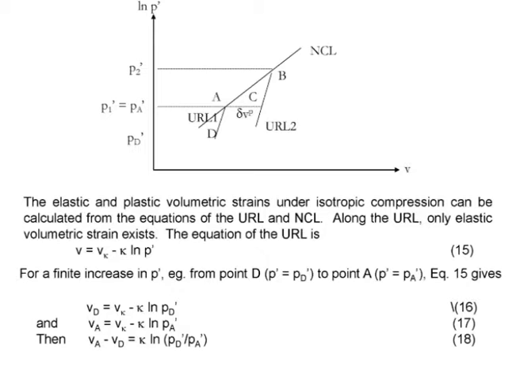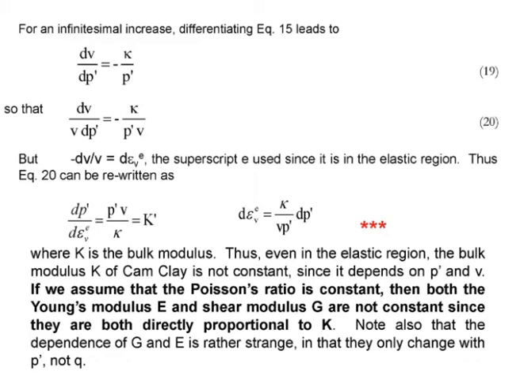Now, if you have a very, very small increase, then you differentiate this equation. You can take dV over dP' if you like. So dV over dP' equals minus kappa over P', just differentiating the log. The natural log is very easy to deal with because you just differentiate; it's 1 over P'. Then you divide both sides by V, and you get dV over V over dP' equals minus kappa over P' V.